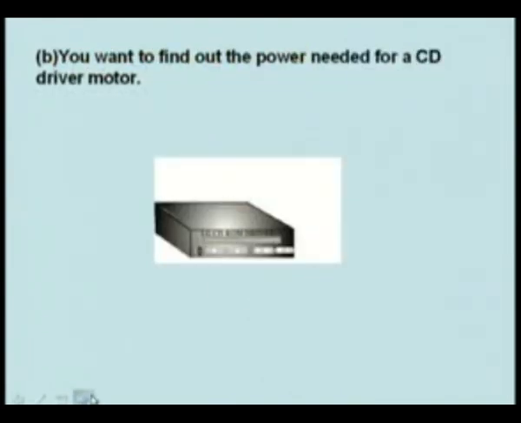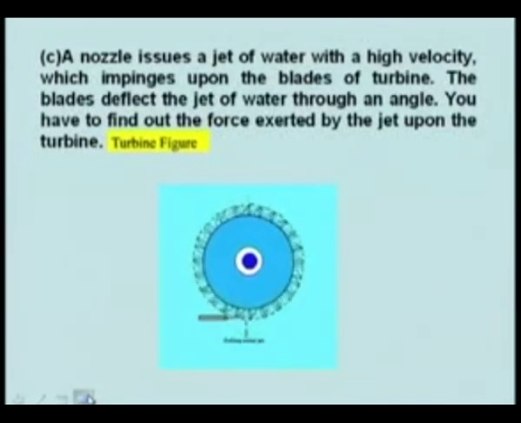If you want to design a CD drive motor and find out the power needed for it, then also engineering mechanics must be applied. This is a figure of a turbine. A nozzle issues a jet of water with a high velocity which impinges upon the blade of the turbine. The blades deflect the jet of water through an angle. You have to find out the forces exerted by the jet upon the turbine. This problem also can be solved using engineering mechanics.